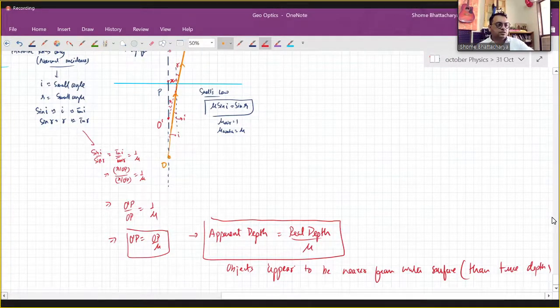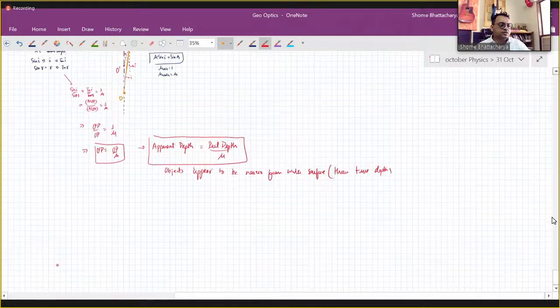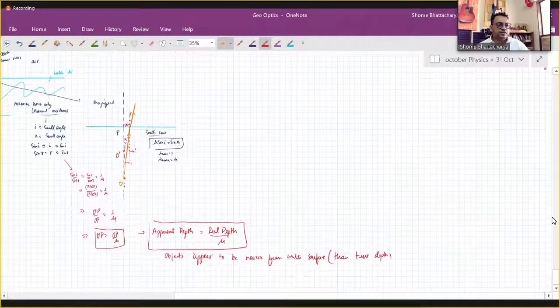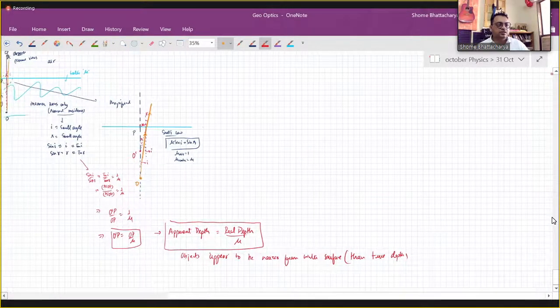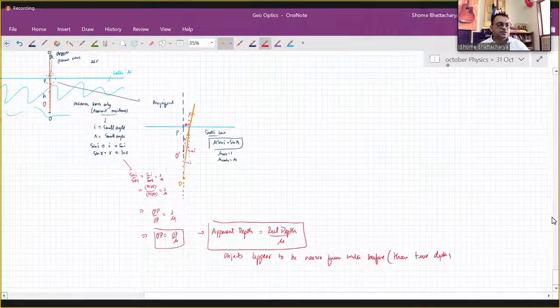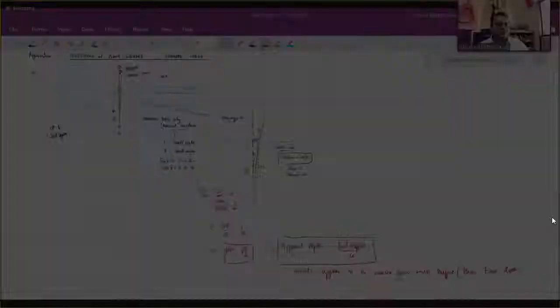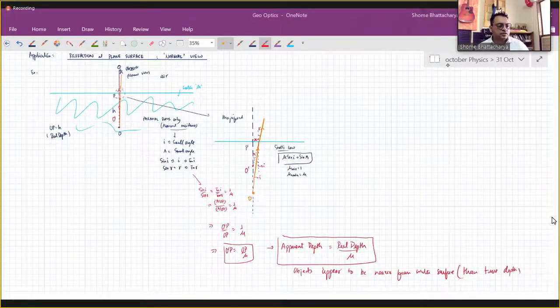You will find the same derivation in HC Verma also. So I will send a list of questions that you can do from HC Verma this week from geometrical optics, and get familiar and comfortable with spherical mirrors and refraction at plane surface. And then next week we will continue with refraction at spherical surface and then thin lenses.